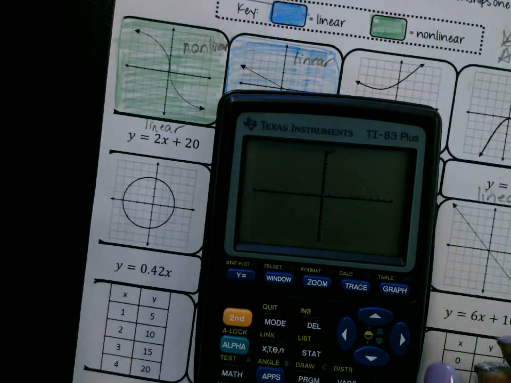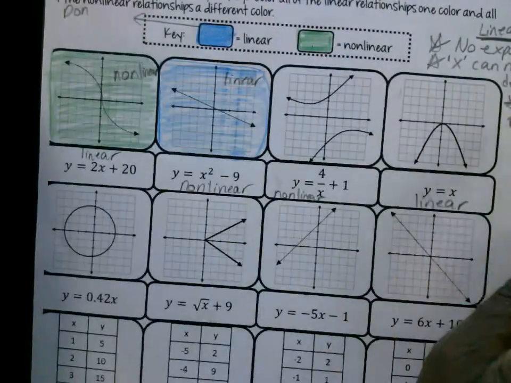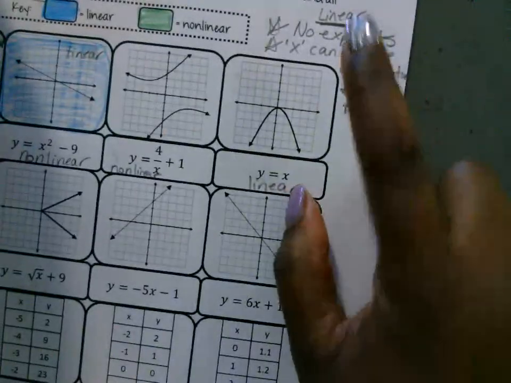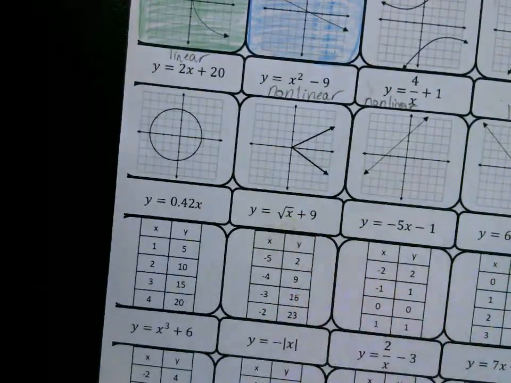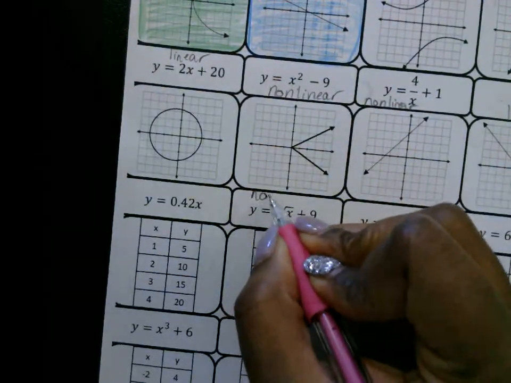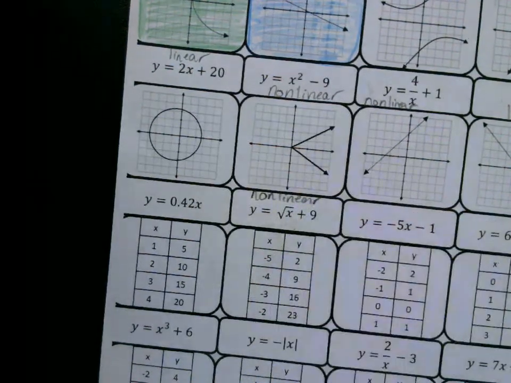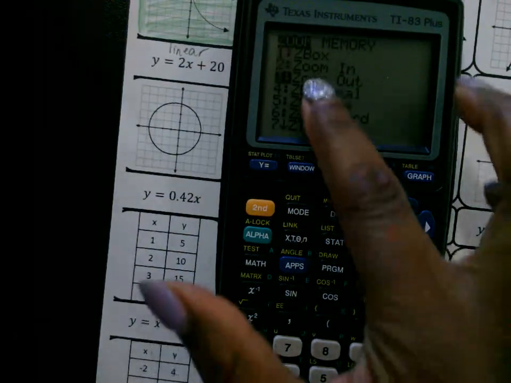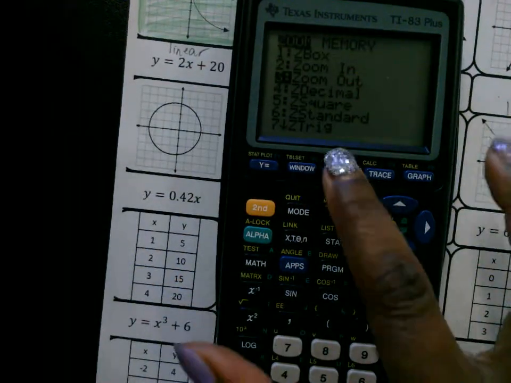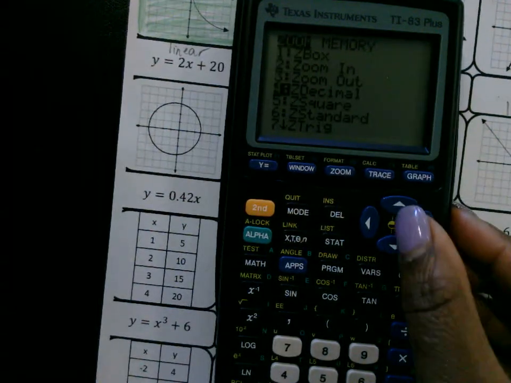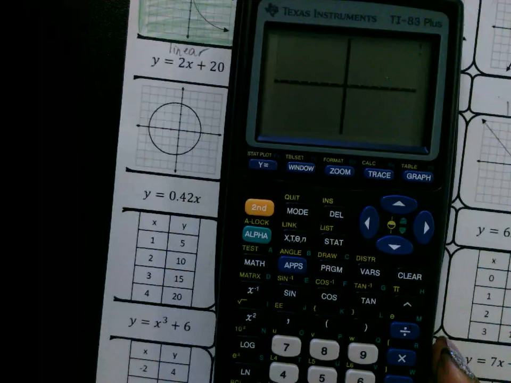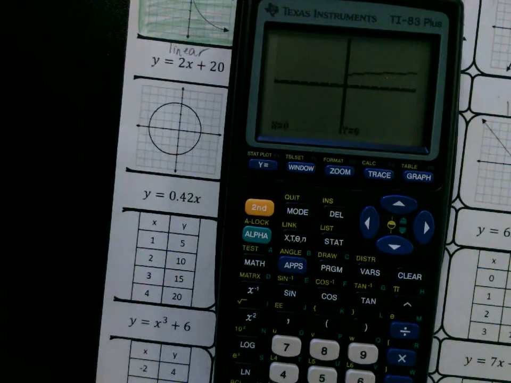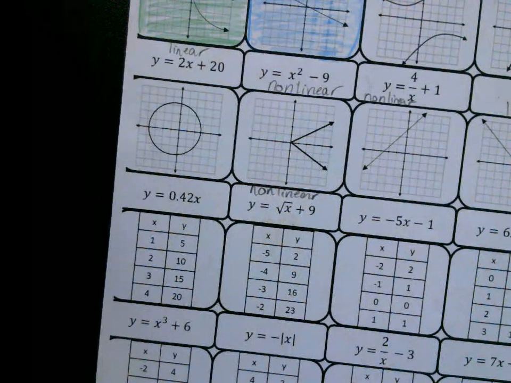Linear functions cannot have roots. We automatically know this is nonlinear anyway, because it's a root. I can't really see the rest of this graph, so I can go to zoom and zoom out some more. When I press zoom and then go to zoom out, I can keep pressing enter until I have enough space. Yep, you see there's a curve to it. Pause a little longer. Some people are still working.